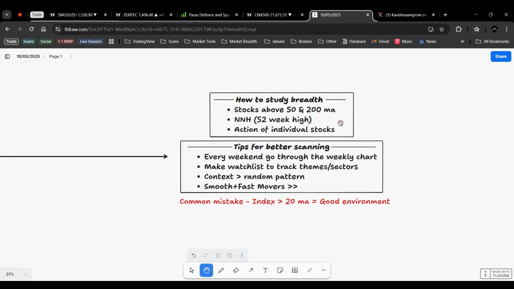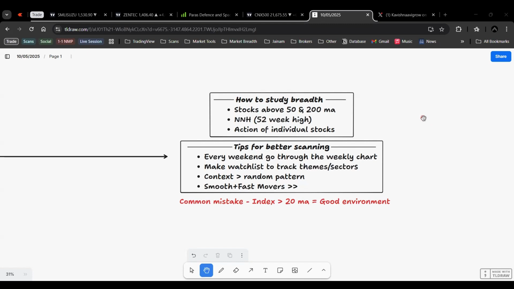Then comes smooth and fast movers. Now, again, this is something that many people see. People can have different opinions about this, but for me, I'm just talking about myself here. If you go and study the charts, the winners that have moved very fast and linear charts, you will see that they don't wait around.